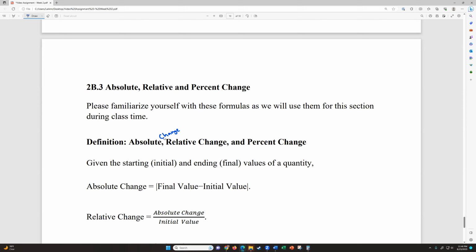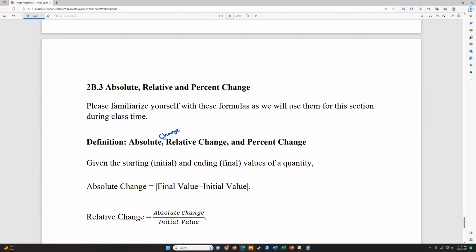So if you are going to have a starting or initial value and an ending value of a quantity, for example, enrollment at Ivy Tech, we could say at the beginning of the year, enrollment was 50,000 students. At the end of the year, it's 60,000. Okay, so that'd be like a starting and ending value for that quantity. The absolute change would be the final value minus the initial value, and we take the absolute value of that. In other words, just what was the change numerically? Like, did we increase or decrease by 10,000 people or what? Okay, so that's that absolute change.